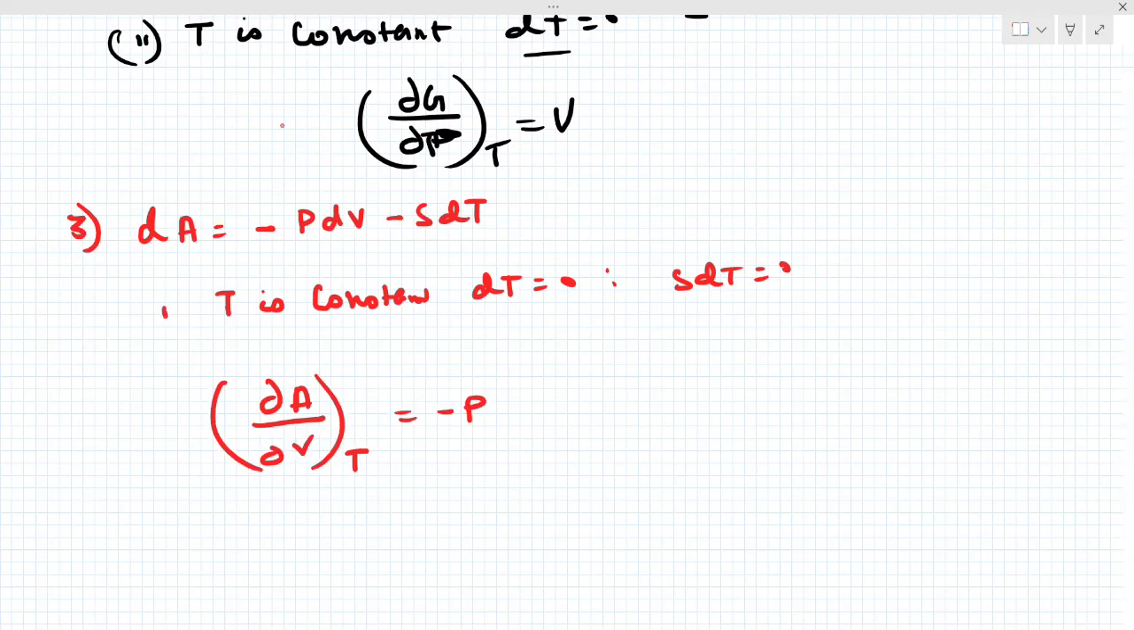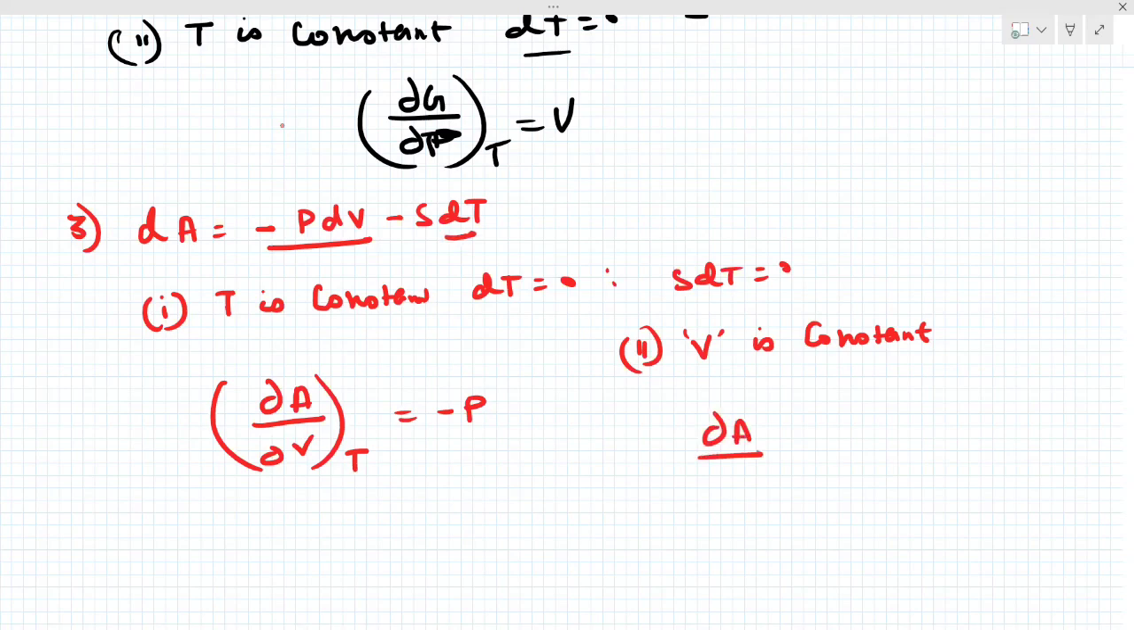So that is the first case. In the second case, I put volume constant. Now what is going to happen? With volume constant, this term becomes 0. Therefore, (∂A/∂T) at constant volume is equal to -S. Simple, right? This is the equation 3 relation.